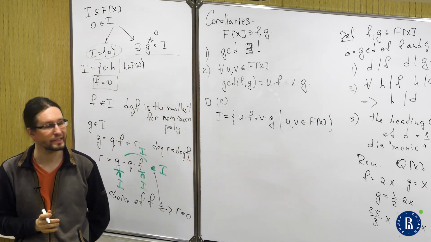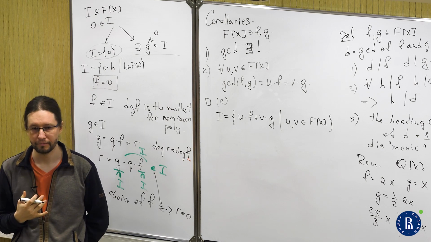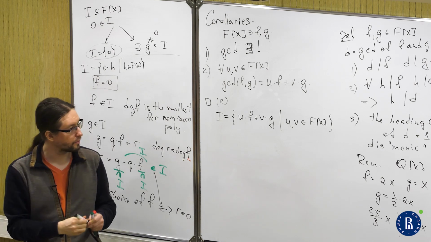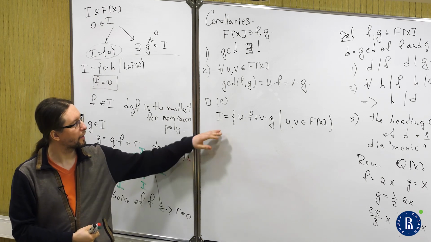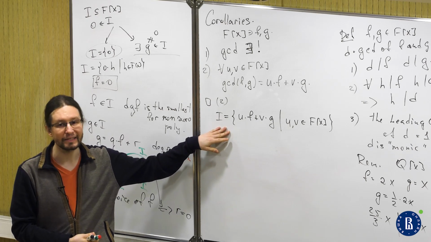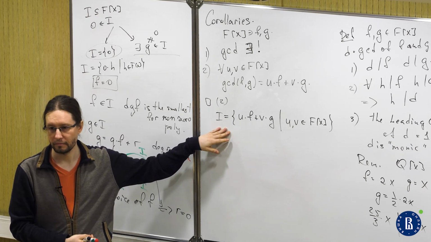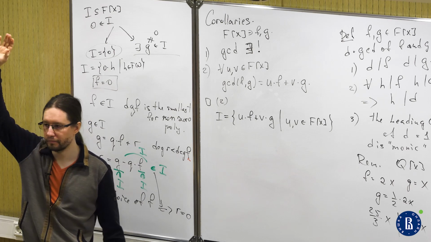Okay? So this is a subset of polynomials. Well, I claim that this subset is an ideal. Who can see this?